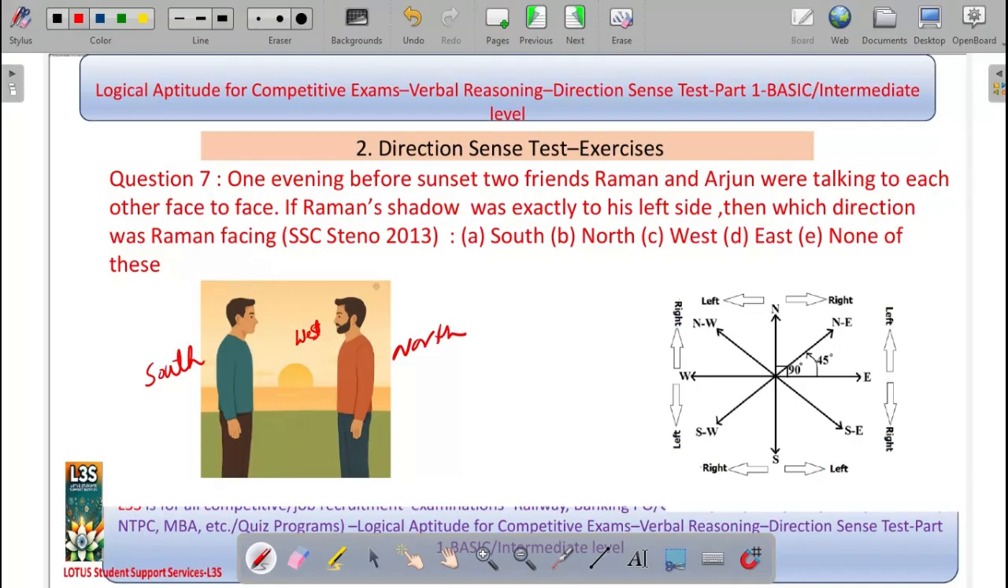Now this is Raman. Now his hand, this hand is, when he is facing south side, this hand is left side. This is left and this is right. So another hand is right side and another hand will be left side. So when the sun rays come from the west side during sunset, the shadow will be this side for this person.